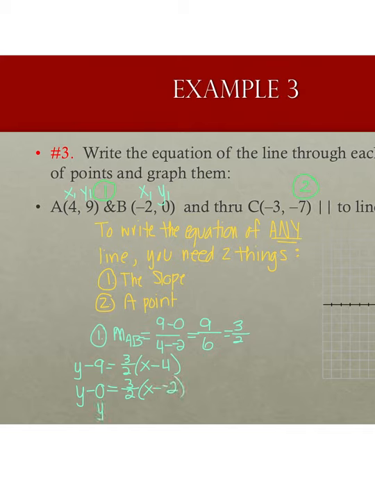I'm going to clean this up. This minus 0 is unnecessary. It's 3/2 parentheses x plus 2. Either of these answers would be acceptable.